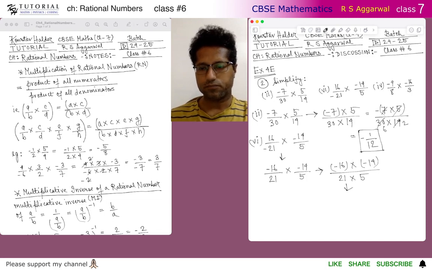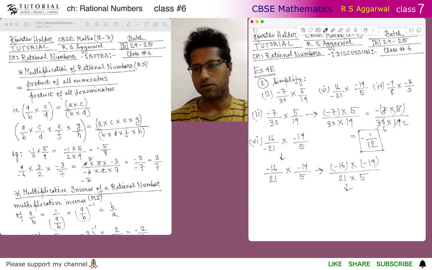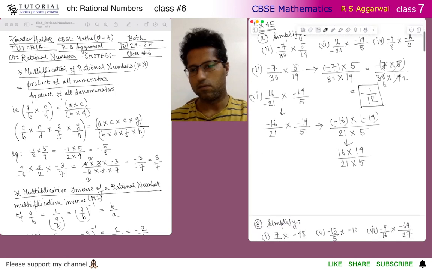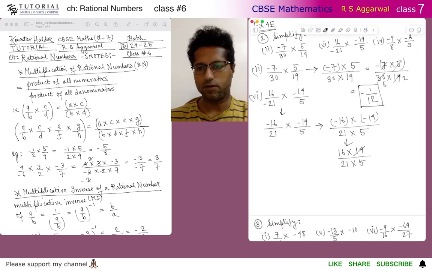Now minus 16 into minus 14: you know that the product of two negative numbers is positive, and the product of two numbers of opposite sign is negative. So in this case it will be 16 multiplied by 14 divided by 21 multiplied by 5. Now do we cancel? Yes, 7 2 7 3, and that's it. So this is 32 by 15.